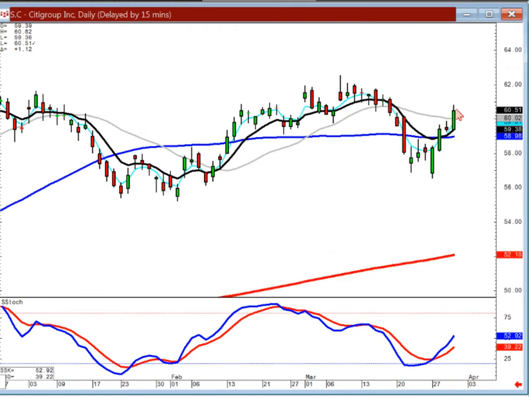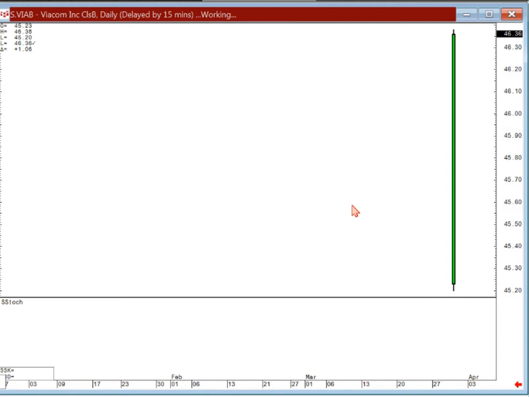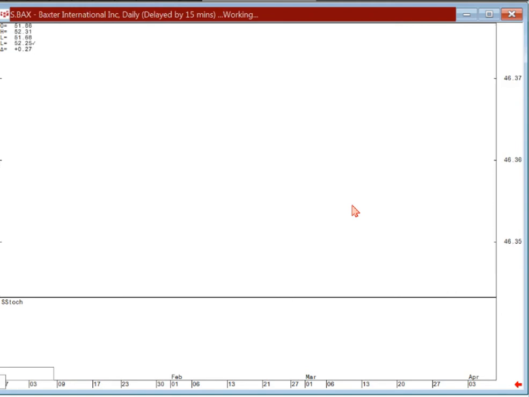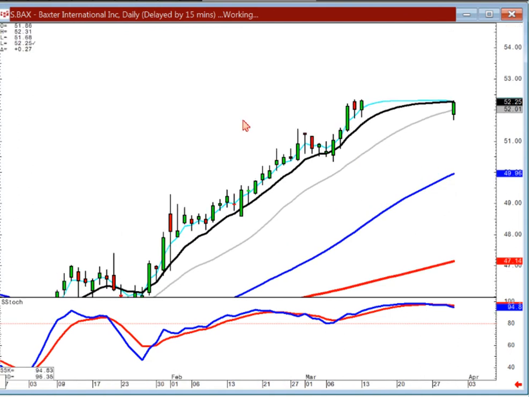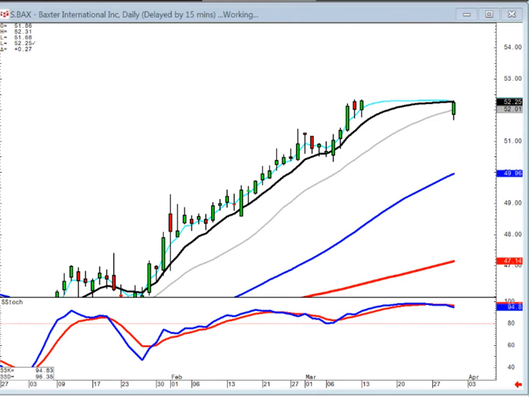Doji sandwich. You can stay long on this one. It doesn't make you a whole lot of money. But if Citicorp is trading positive, that means the market is probably holding up well. Viacom, for some reason, there's not a big chart on that. Don't know why. Baxter. Is this my charts? Nothing there either. Don't know why.